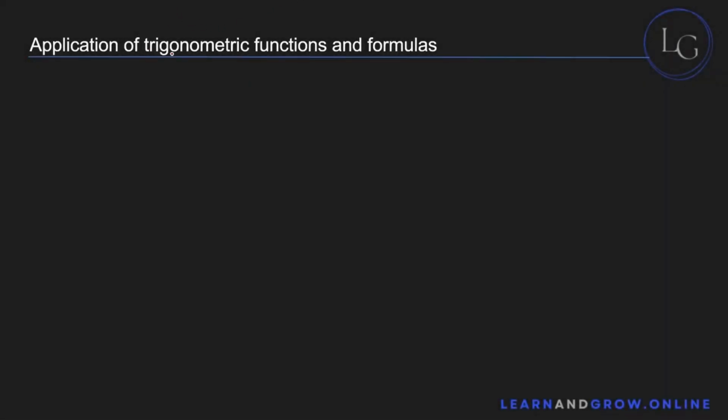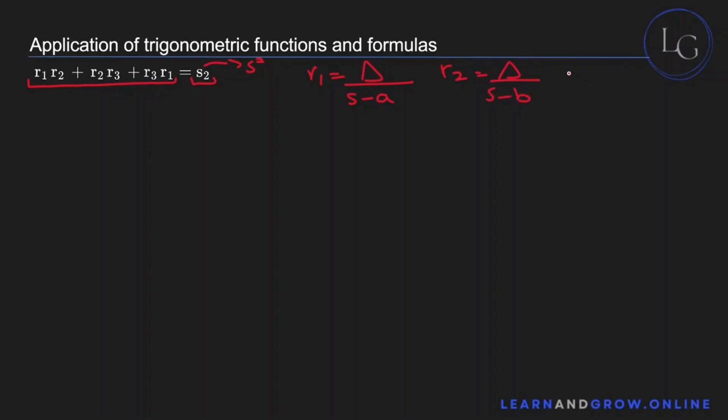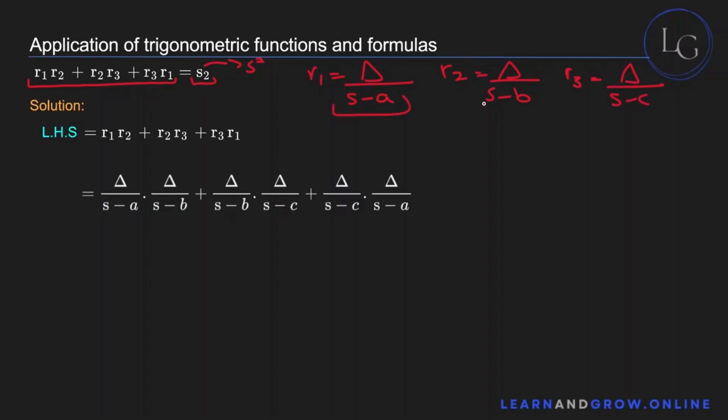Now let's see an application of the trigonometric functions and formulas. Now we have to prove that this left hand side is equal to this right hand side, right? This is S square, not S2. Okay, so R1 is equal to the area of the triangle over S minus A, R2 is equal to the area of the triangle over S minus B, and R3 is equal to the area of the triangle over S minus C, right? So you replace these expressions in the left hand side, because we're proving that this left hand side is equal to this right hand side eventually.